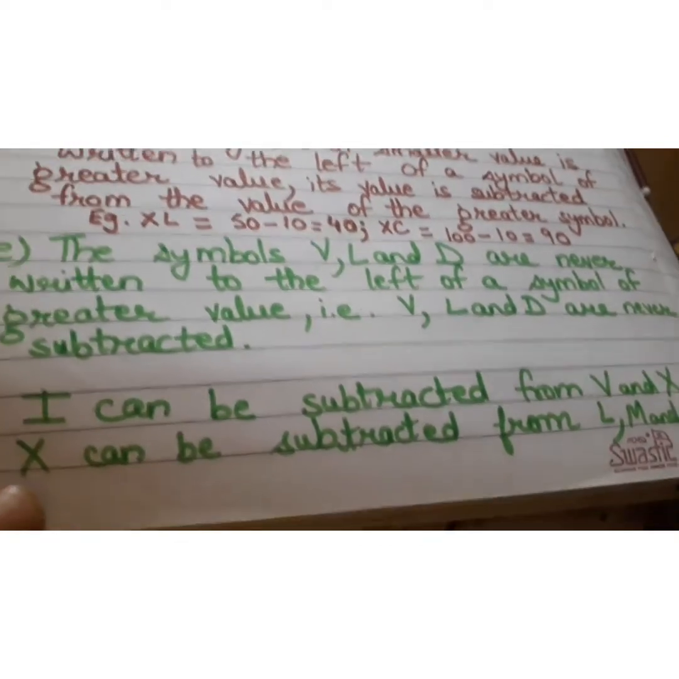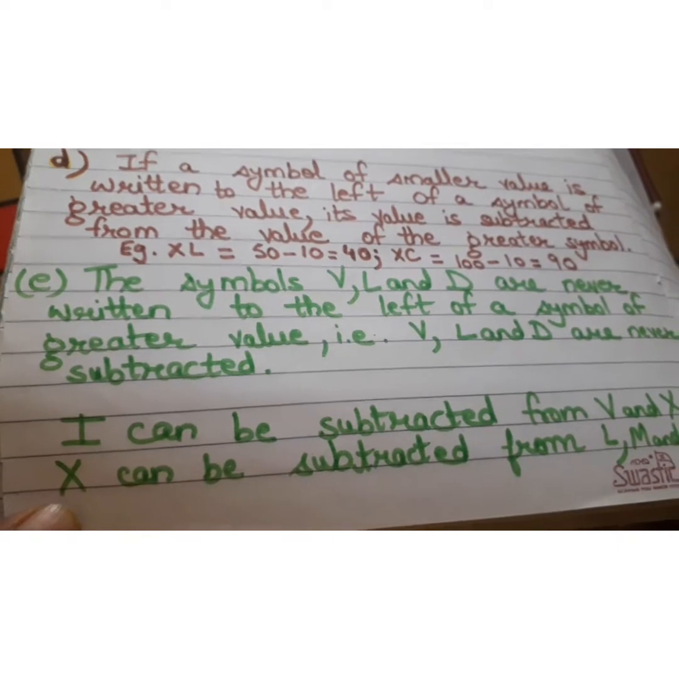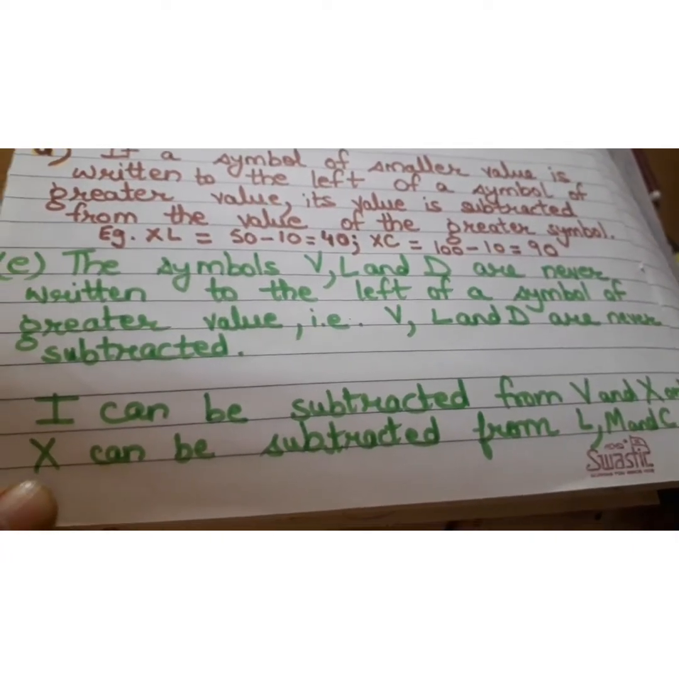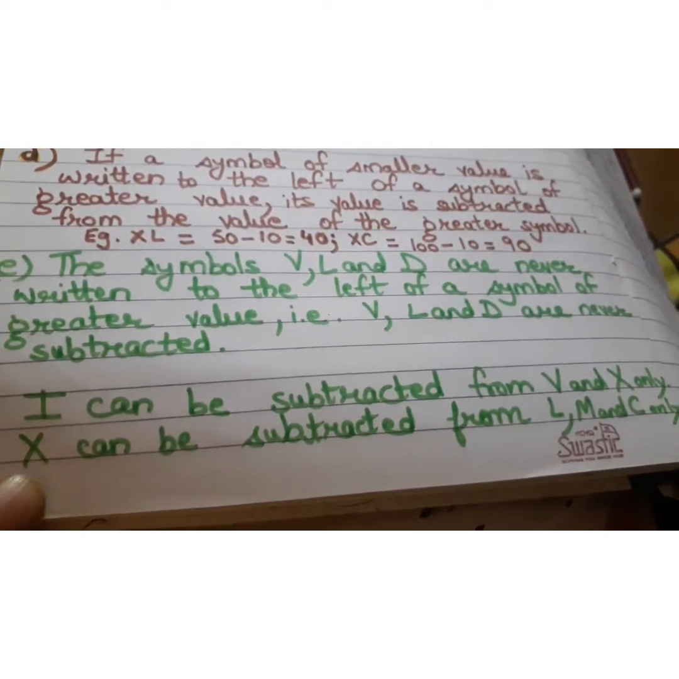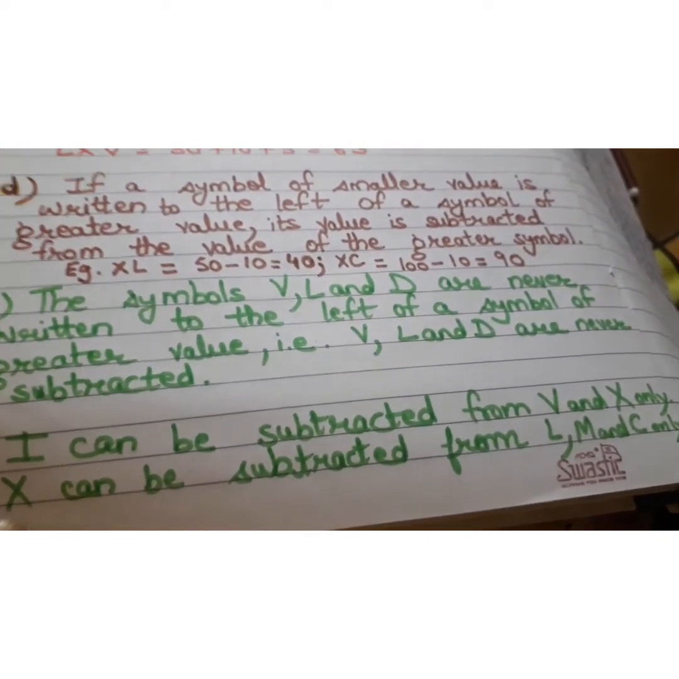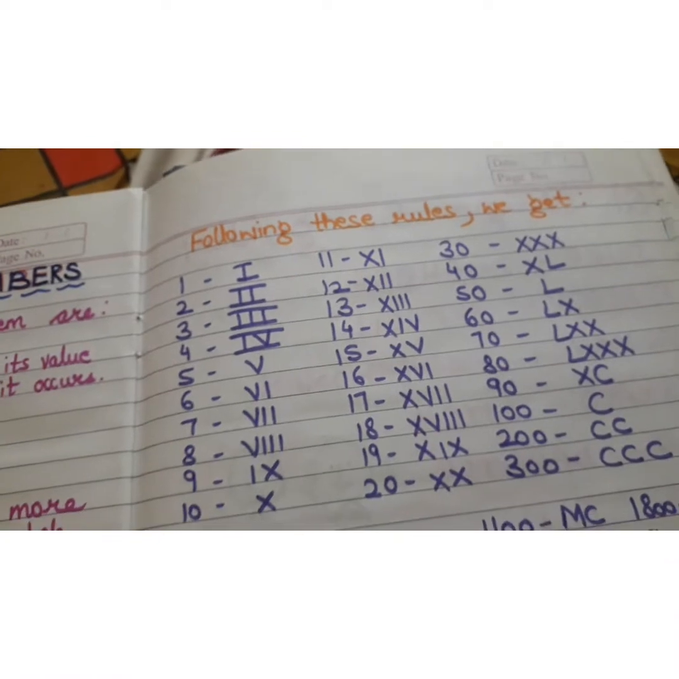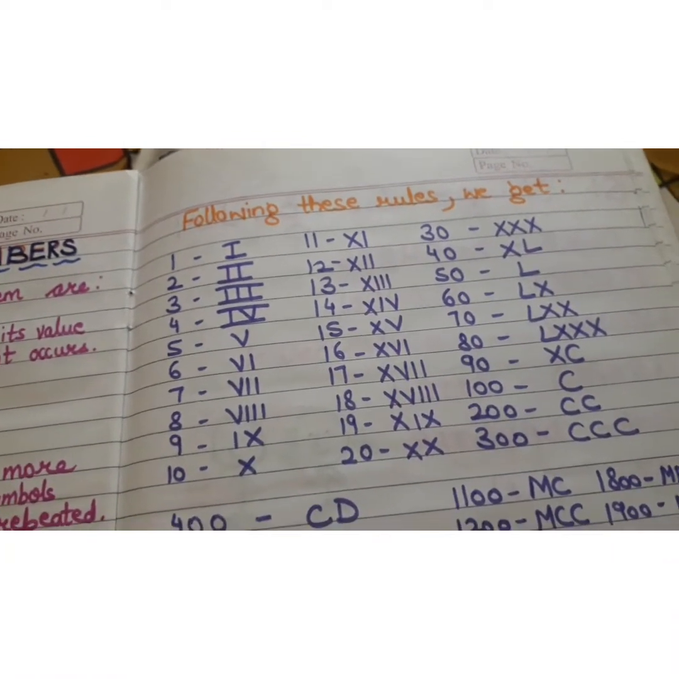So, what can we do? We can subtract. I can be subtracted from V and X only, and X can be subtracted from L, M, and C only. Okay. So let's see. Following these rules, we get these Roman numbers.